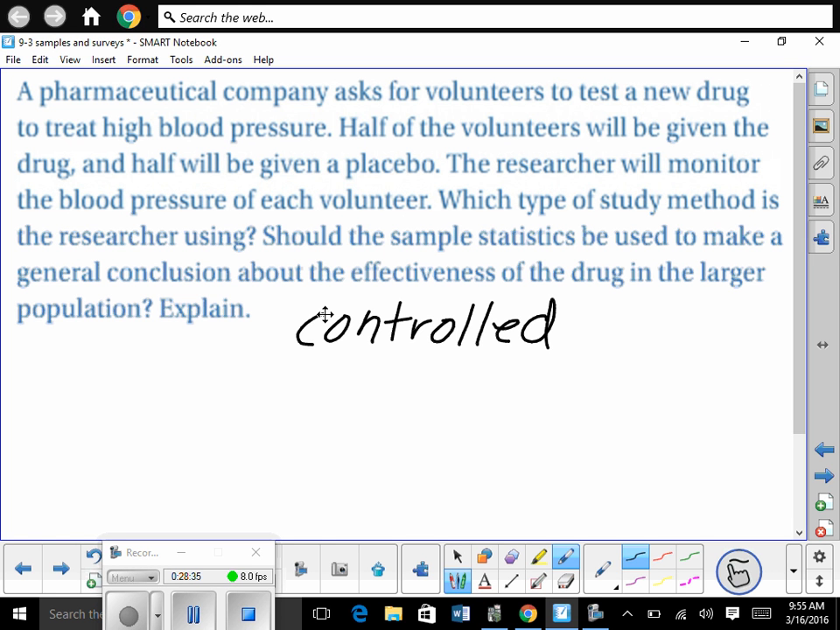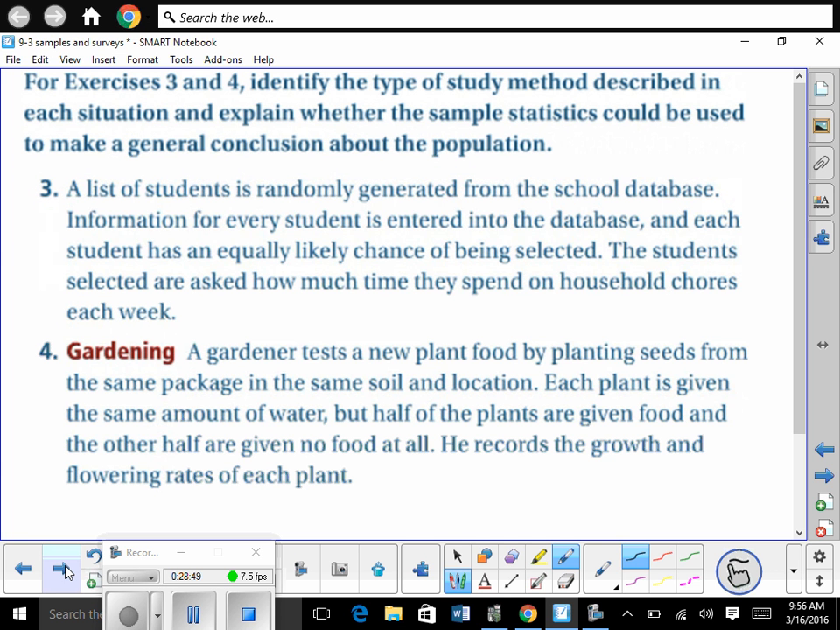And then it says, should the sample statistics be used to make a general conclusion about the effectiveness of the drug in a larger population? Well, I mean, as long as it's a big enough sample, it might be okay, right? Yep. Okay. So a list of students is randomly generated from a school database. Information for every student is entered into the database, and each student has an equally likely chance of being selected. The students selected are asked how much time they spend on household chores. What kind of study method?